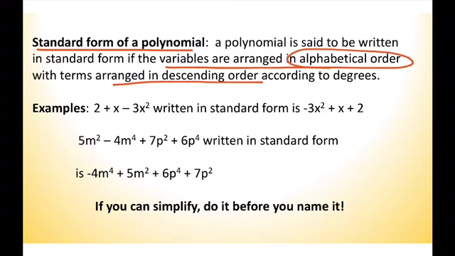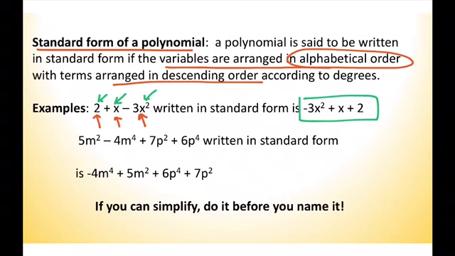So for example, in 2 plus x minus 3x squared, I've got 1, 2, 3 terms. The only variable I have is x, so I don't have to worry about alphabetical order. The only thing I look at is the degree of each term. This term has degree 2, this term has degree 1, this one has degree 0. So the way I'll write it in standard form is like that. Descending order, biggest to smallest.